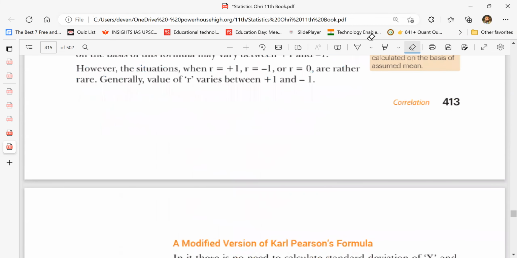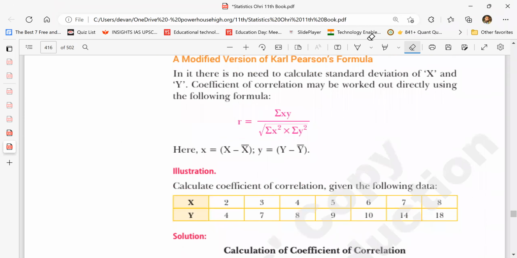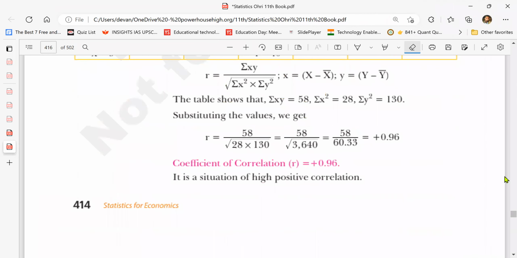Okay, fine. So that's it. That's this topic. The first method we have learned.